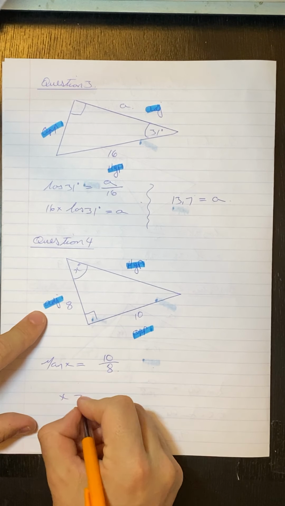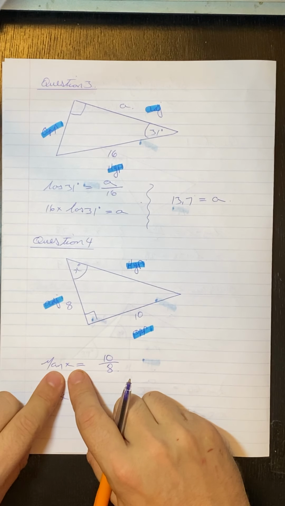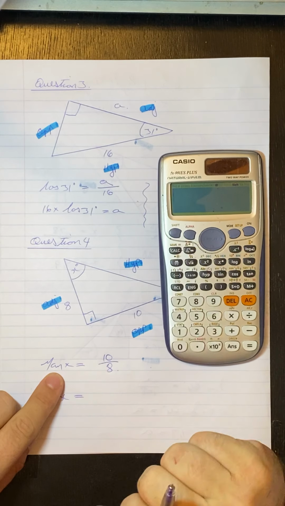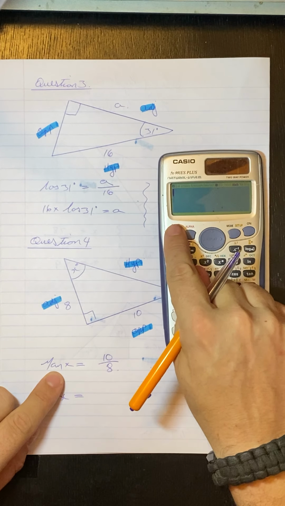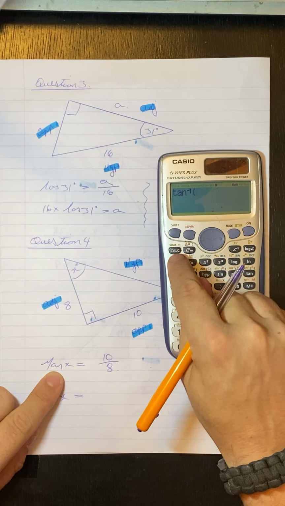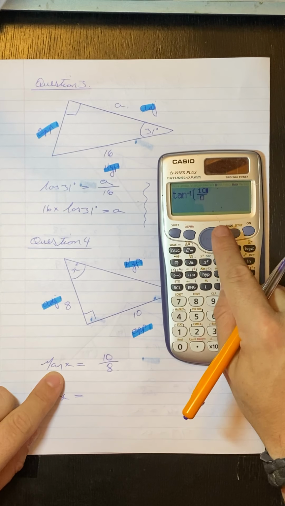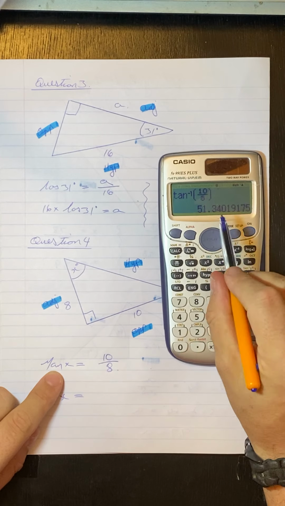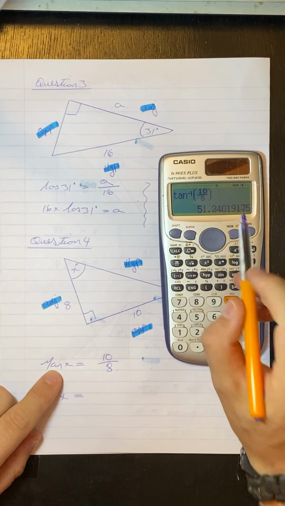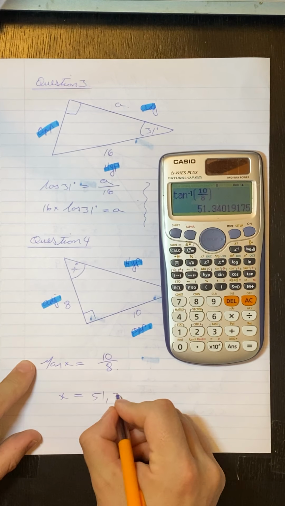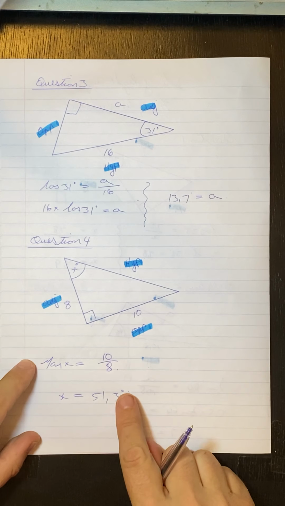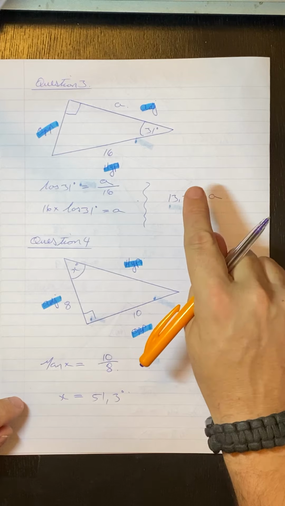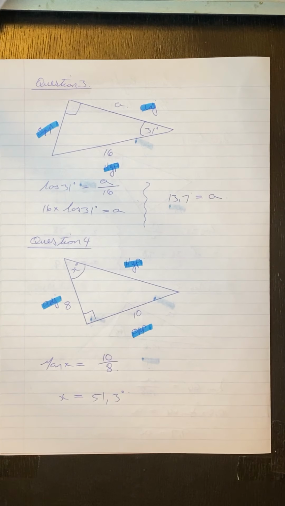Now, to get X on its own, because it's an angle, grade 10s, you have to do your shift trig function. So we're going to go shift tan 10 over 8. We only do this when we're finding the angle. And our angle to one decimal place will be 51.3. Now I must put the little degree sign there because we're finding an angle. With the other examples, I didn't put a degree sign because it's a length that we're finding.